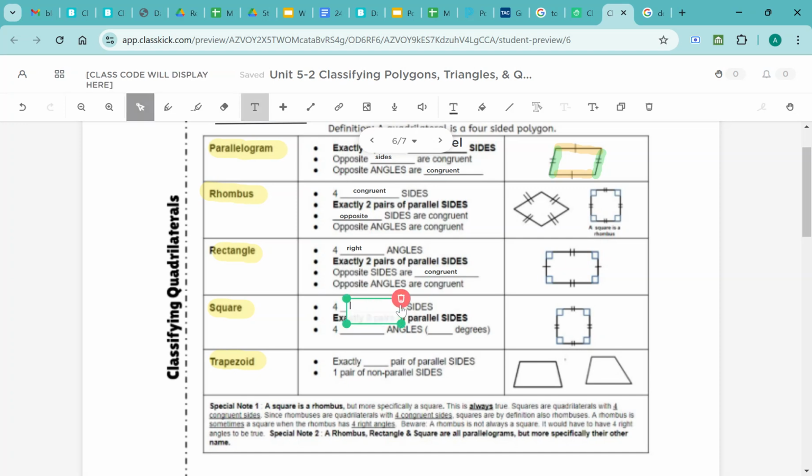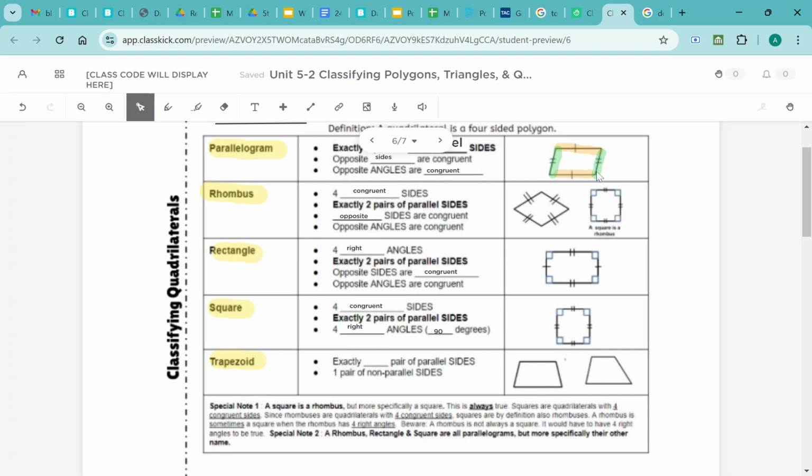A square has four congruent sides. It has exactly two pairs of parallel sides, so the sides are parallel. All right. Sorry. So as we keep going, a square also has four right angles. And just remember, a right angle means the angle is 90 degrees. Exactly 90 degrees. Okay.